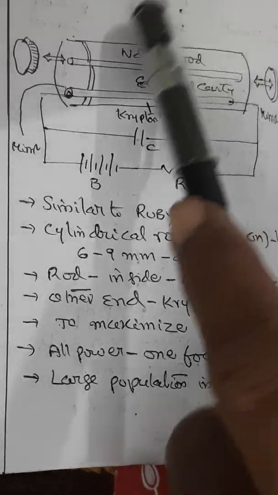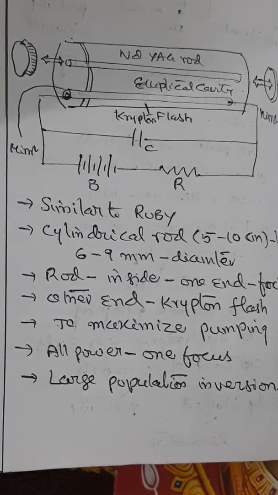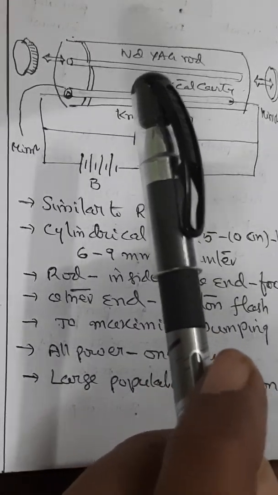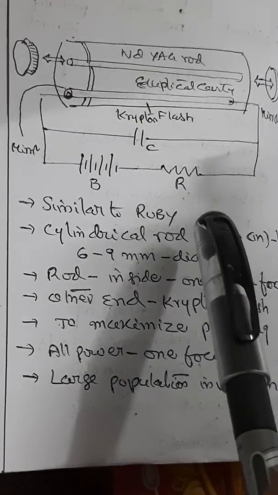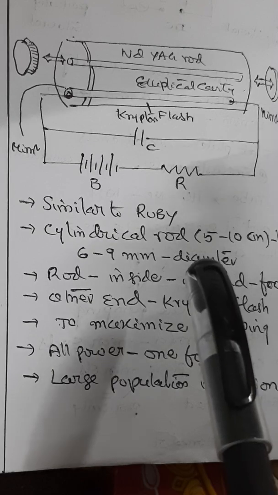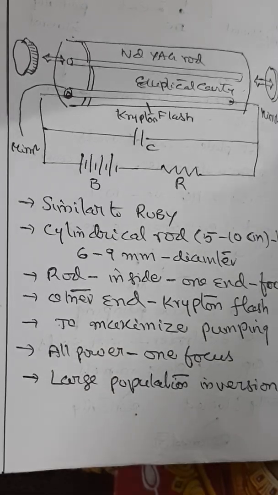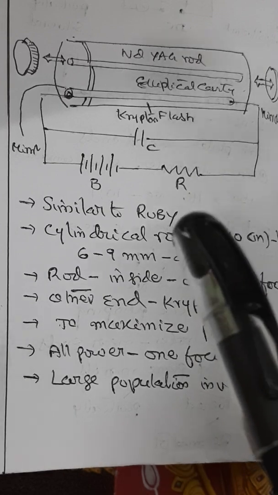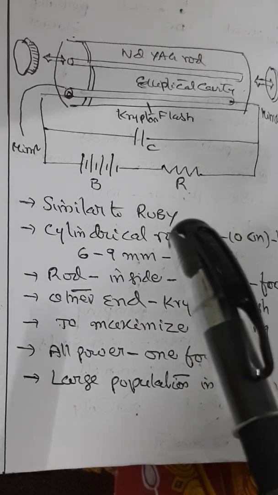This is an elliptical reflector cavity. At the other focus, a krypton flash tube, which is connected to the power supply via a capacitor connected in parallel and a resistor connected in series, is placed. The reason for this arrangement is very simple. It is to maximize the pumping power.